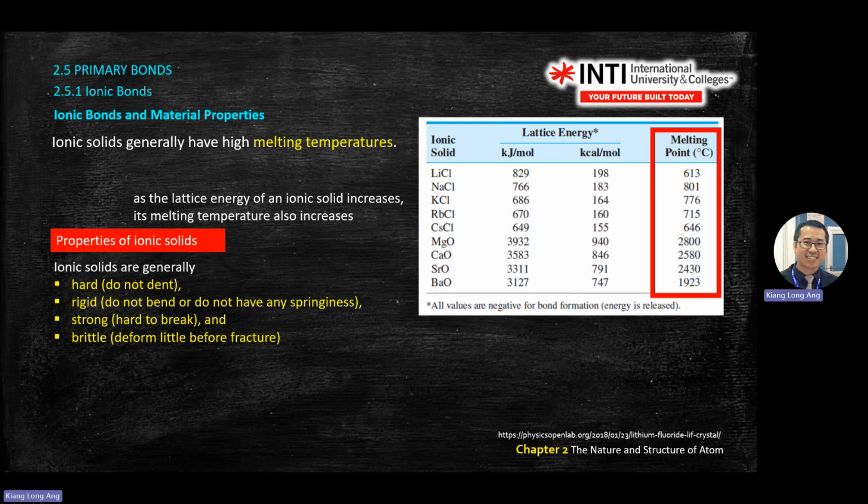For example, NaCl. NaCl is brittle, right? You hit it, you press it, then it breaks away. Ionic materials do not conduct electricity. They are excellent insulators. So these are the properties for ionic bonding.